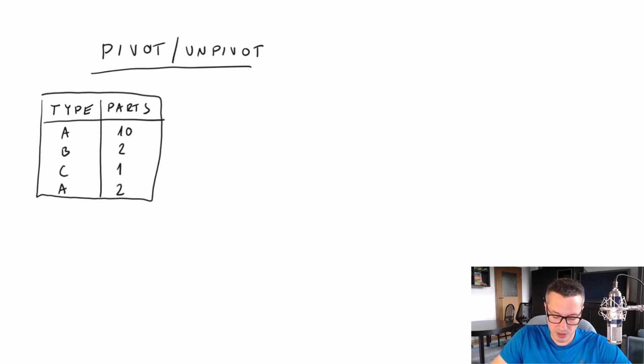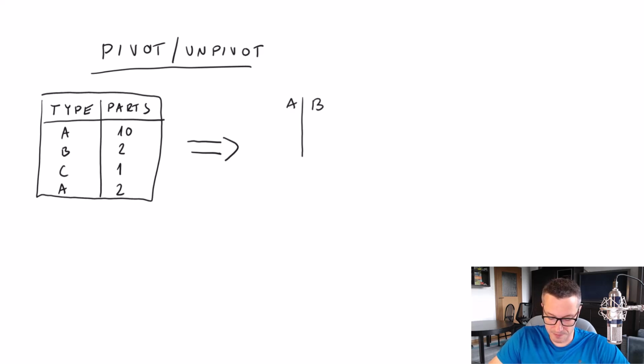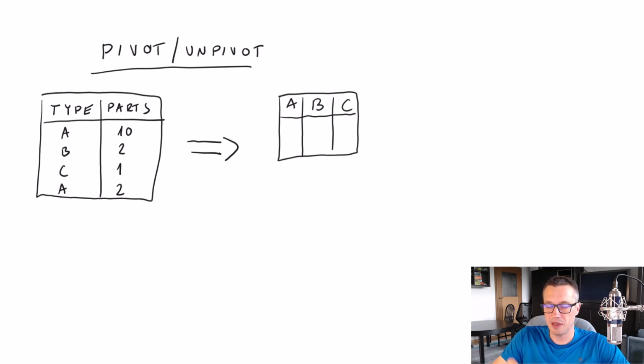Great. But what if we would like to transform it a bit and have it available with type values as columns, and in cells we would like to have a sum of parts? So it would look like this. We would have those A, B, and C columns as column names, and as values here we would like to have a sum of parts, obviously grouped by type.